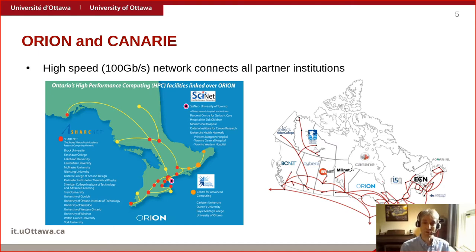compute clusters that are part of Compute Canada and Sosckip. And even it goes outside of Canada. So Canarie in turn connects to the worldwide network with really big pipes. So you will have a very fast connection to anywhere in the world. The University of Ottawa is connected to Orion and currently at 40 gigabit per second, but it's getting faster all the time, and 40 gigabit per second is still really, really fast.